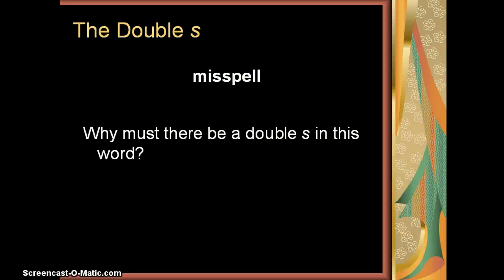Here we look at the double S rule. The word misspell. Why must there be a double S in that word? Why is it important to keep both S's? And this is one of the most commonly misspelled words. And the reason behind that is that the double S, one goes with the prefix, mis, the other goes with the base word. In order to keep meaning for both parts of a word, you have to have the two S's.